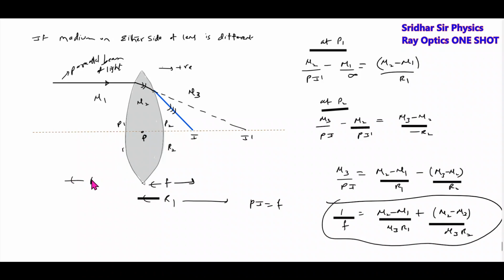R2 will be measured here. Center of curvature C1. How is R2 measured? R2 is measured opposite to the incident ray, while R1 is measured in the direction of the incident ray from the pole. Therefore, R2 is negative and R1 is positive.